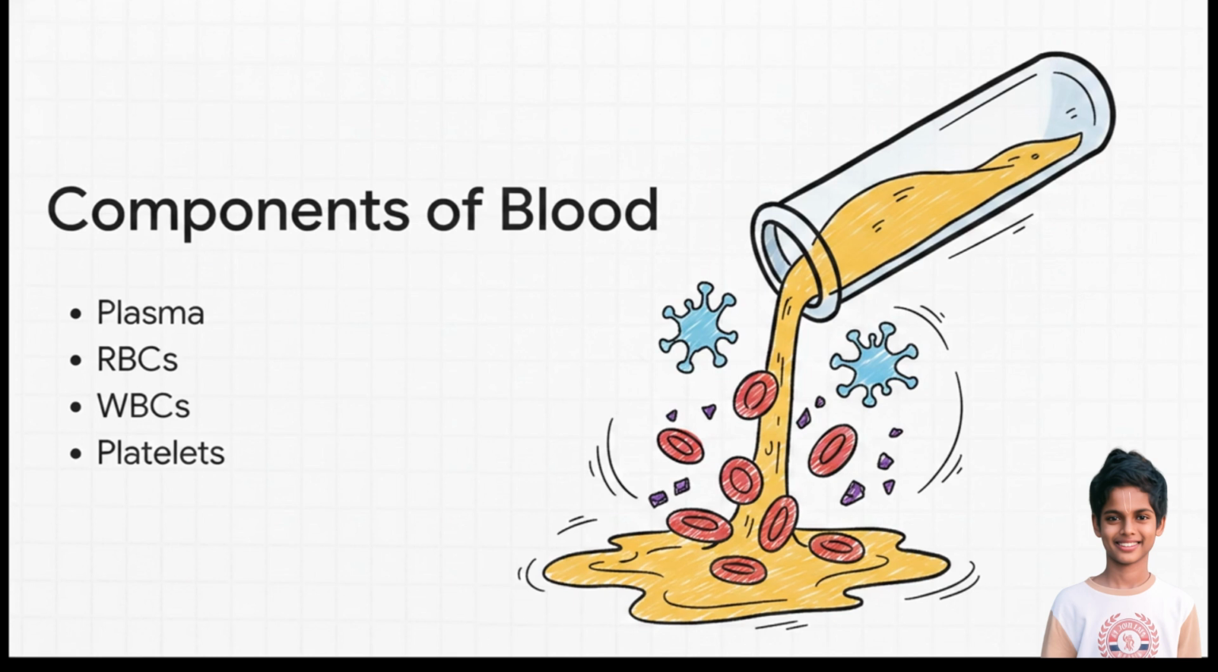Blood actually consists of several cells floating in a liquid medium. And please note this specific detail, that liquid is a straw-colored fluid called plasma. Floating inside this straw-colored plasma are three main cellular components: red blood cells, or RBCs, white blood cells, or WBCs, and blood platelets. Let's look at each of these very carefully, one by one.